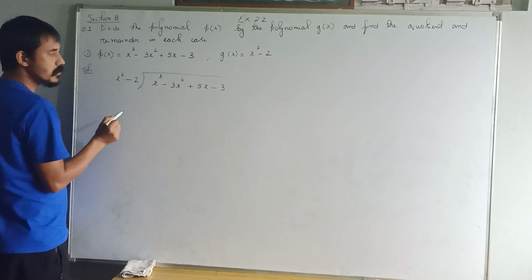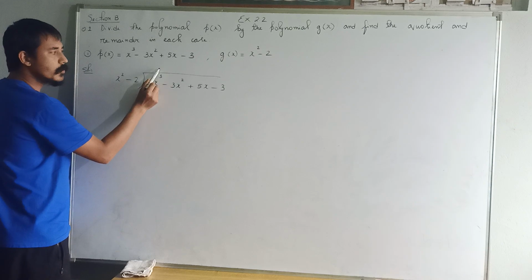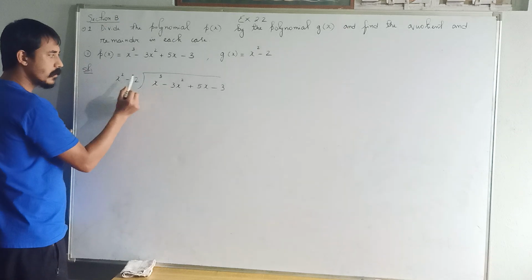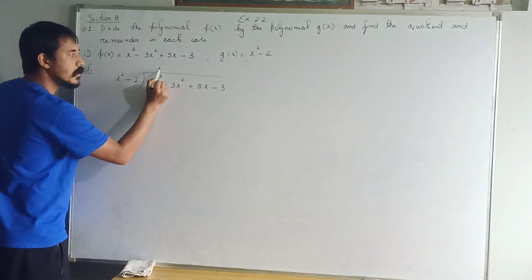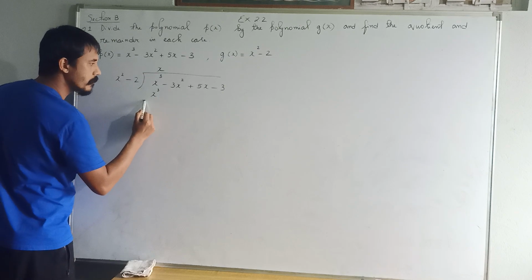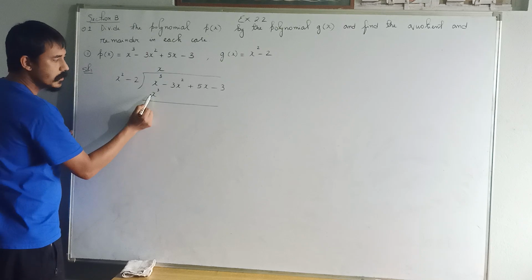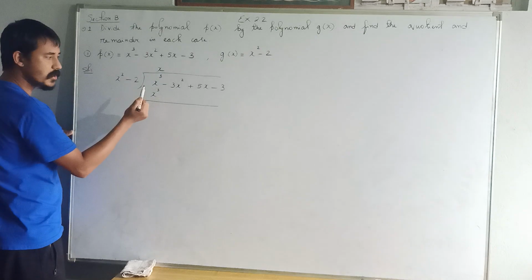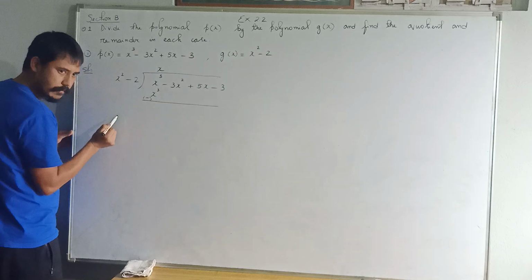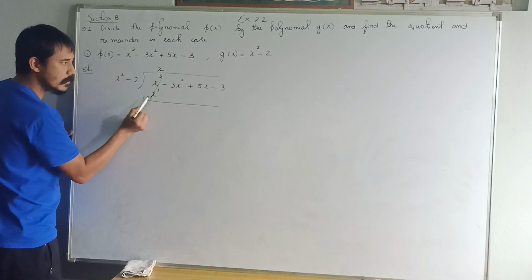Now let's do the division. x square multiplied with which term will give you x cube? Yes, x square multiplied with x will give you x cube. So we are going to subtract. In division we subtract. This is positive. Subtraction means we change the sign. So we make it negative. So x cube minus x cube will cancel out.